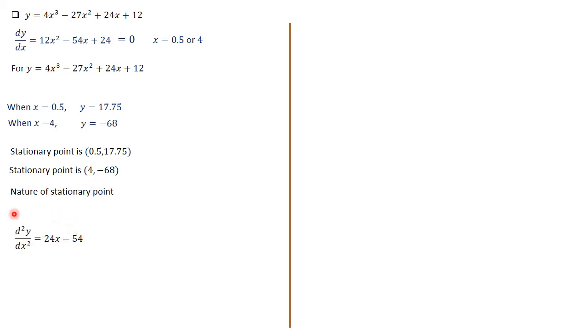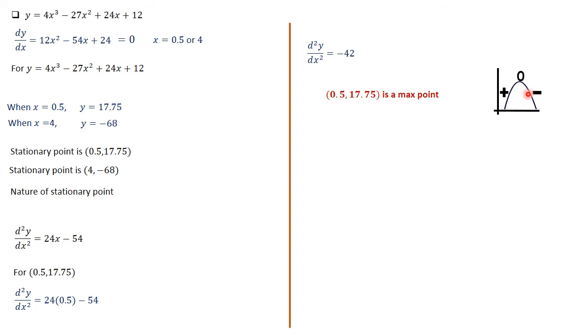Let's use the second derivative method. Since the first derivative of the equation was 12x squared minus 54x plus 24, find the second derivative by differentiating this further, and it becomes 24x minus 54. Now, for the first turning point (0.5, 17.75), we take the value of x to be 0.5. Put it here, so it becomes 24 times 0.5 minus 54, and the answer becomes negative 42, sorry. That means that type of turning point is actually a maximum point. In other words, it's this nature here.